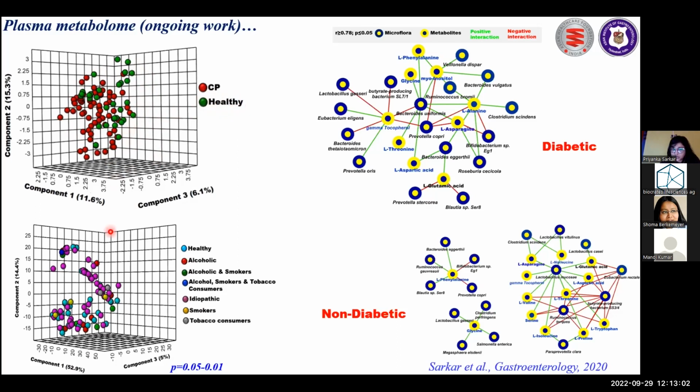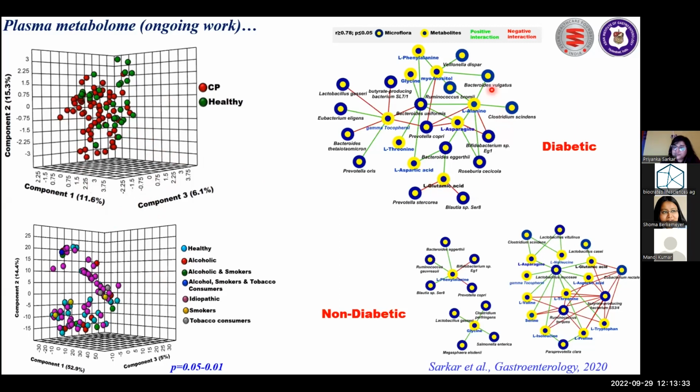We then also subgrouped all these patients based on their etiology, like whether they're alcoholic or smokers or idiopathic. We found there are some significant differences in terms of plasma metabolome if we subgroup them based on their etiology. So after having that metabolite information, we started on our main goal, which is to know the interactions between microbiome and metabolome.